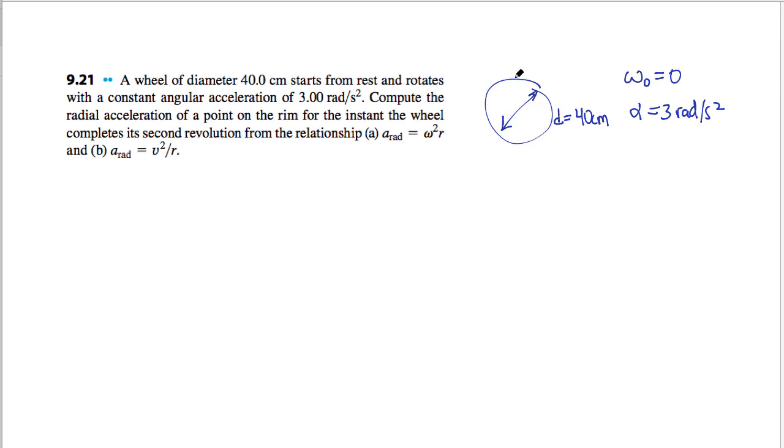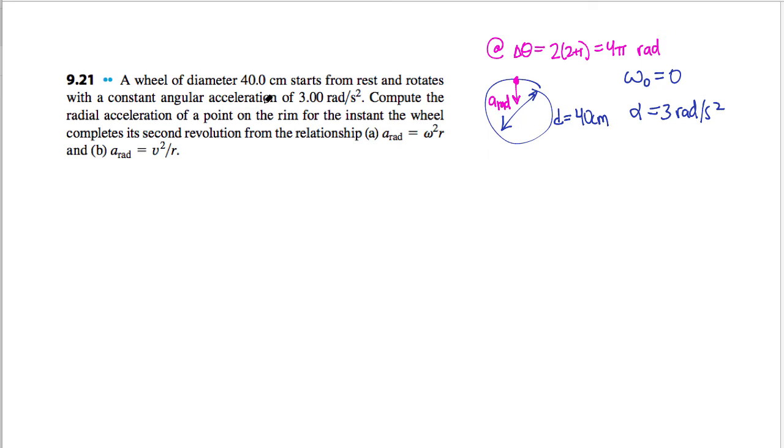Compute the radial acceleration of a point on the rim. So I'm going to pick a point on the rim, and I want to find the radial acceleration. So I'm actually going to change colors here. So we have the radial acceleration. At the instant the wheel completes its second revolution, so at delta theta equals, so how many radians? It would be 2 times 2 pi radians, or 4 pi radians.